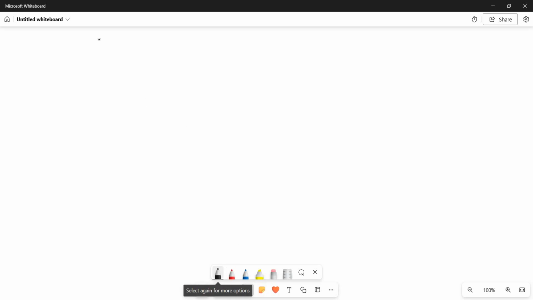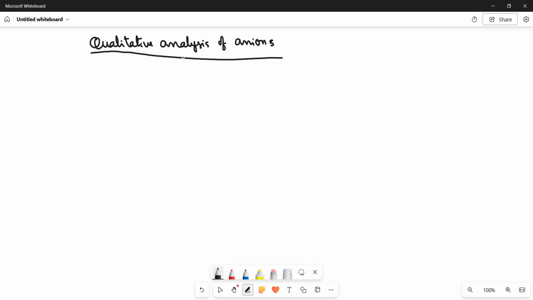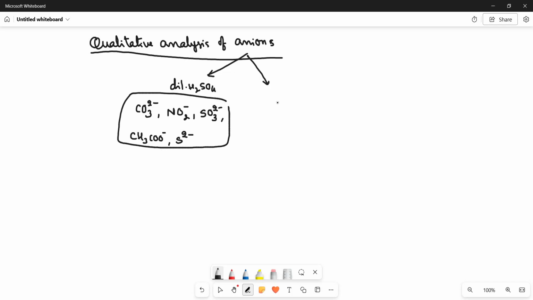In today's class, we shall discuss the qualitative analysis of anions. The anions are classified into two categories based on their reaction with sulphuric acid. The anions that react with dilute sulphuric acid are carbonate ion CO3 2-, nitrite ion NO2-, sulfite ion SO3 2-, acetate ion CH3COO-, and sulfide ion. So these five ions react with dilute sulfuric acid.